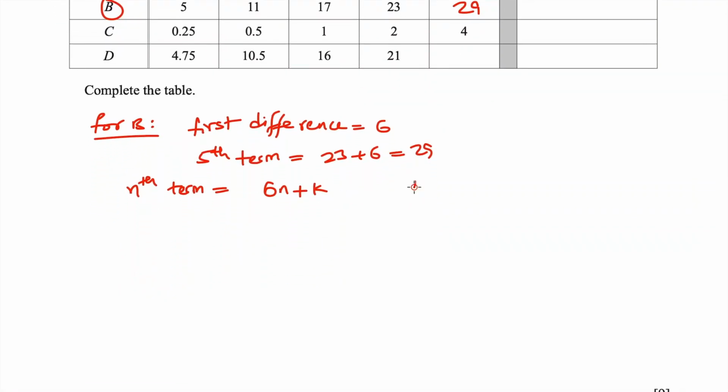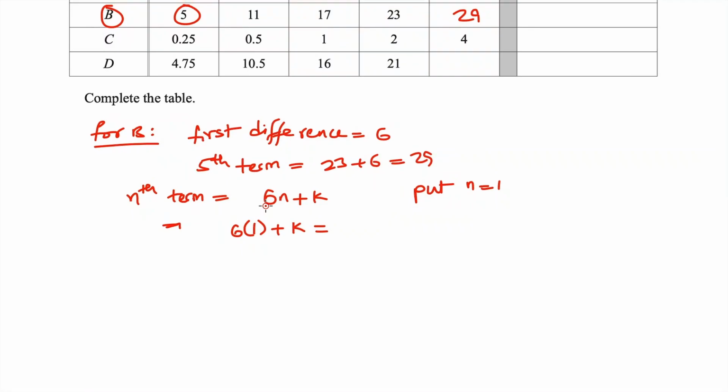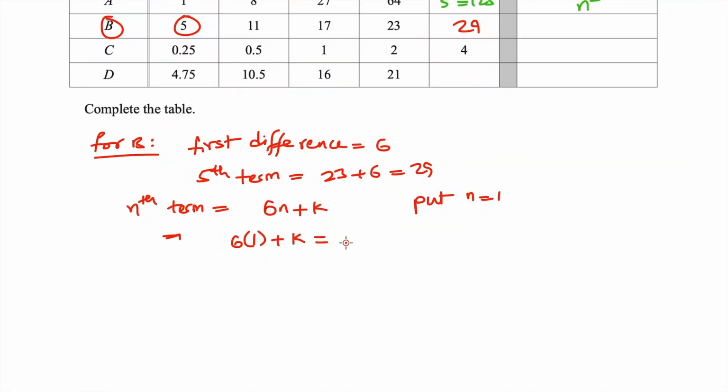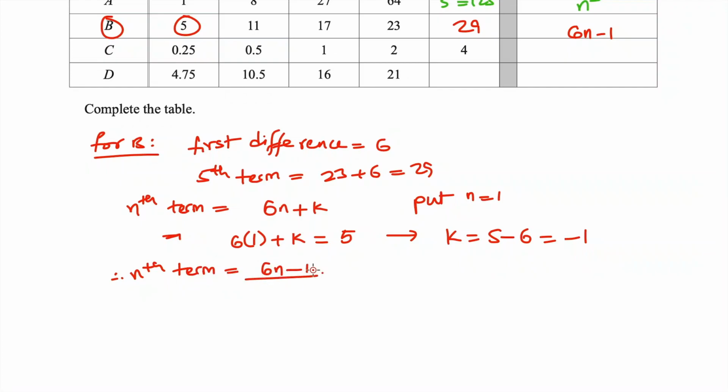Now, put n is equal to 1. That implies 6 into 1 plus k would be equal to the first term, which is 5, as given in the B part. So therefore, k will be equal to 5 minus 6, which is minus 1. And so here the nth term is 6n minus 1. So therefore, nth term for B would be equal to 6n minus 1.